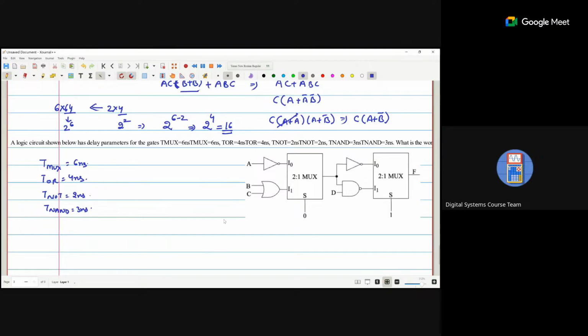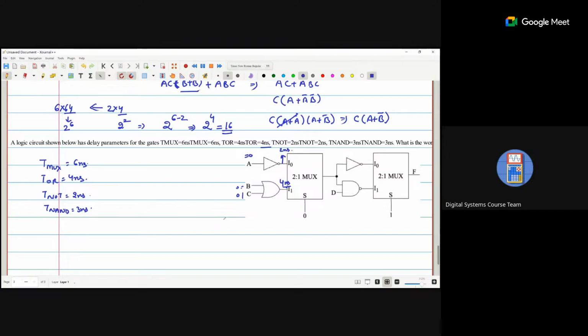Okay. So for example, we apply A at 0 nanosecond. Okay. So we are getting the output here as 2 nanosecond. Okay. Similarly, if we apply B and C at 0 and 0 nanosecond, so we are getting 4 nanosecond.